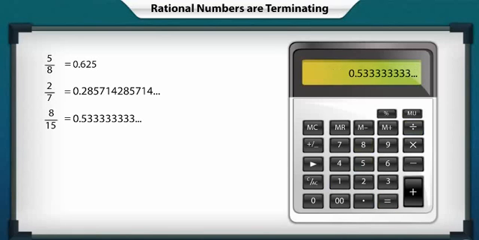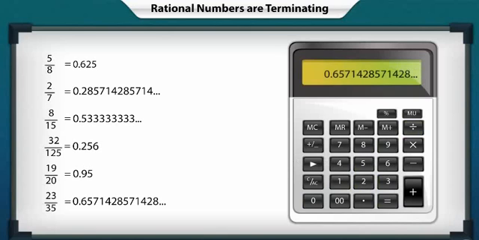8 divided by 15 equals 0.533333, 3 being repeated. 32 divided by 125 equals 0.256. 19 divided by 20 equals 0.95. 23 divided by 35 equals 0.6571428, 6571428 being repeated.